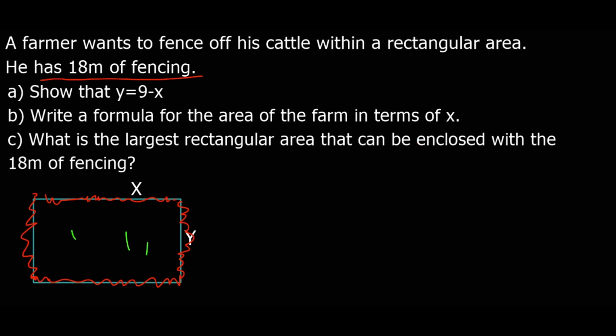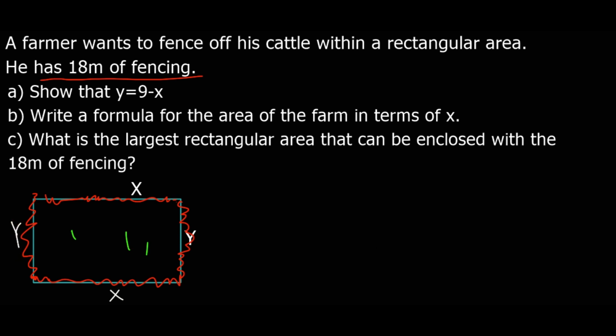Let's see something. The shape is a rectangle, and in a rectangle, opposite sides are equal. This side is x and this side is also x. This side is y, and its opposite is also y.